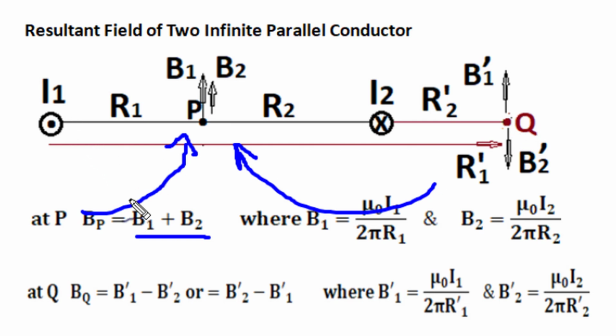Whereas for point Q, the magnetic field of I1 current at Q is in the upward direction, but for I2, this clockwise circle represents a downward direction at Q, and the resultant magnetic field is the difference, either B1 dash minus B2 dash or B2 dash minus B1 dash, depending upon which one is higher in magnitude, and the magnitude depends upon the magnitude of current and distance. Now for I1 current, the distance of the observation position is R1 dash, and for I2 current the distance is R2 dash, and the two magnitudes can be obtained and the difference can be obtained as the resultant magnetic field.